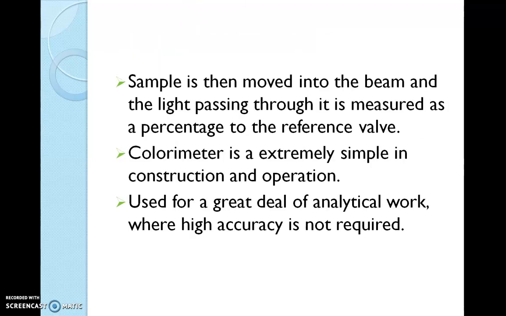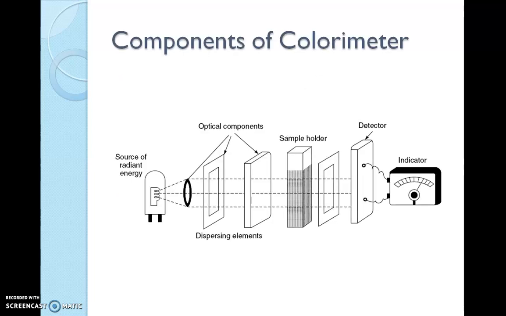Sample is then moved into the beam and the light passing through it is measured as a percentage to the reference value. So calorimeter is basically simple in construction and operation. So it is used for a great deal of analytical work where eye accuracy is not required. So next we discuss about various components of calorimeter.